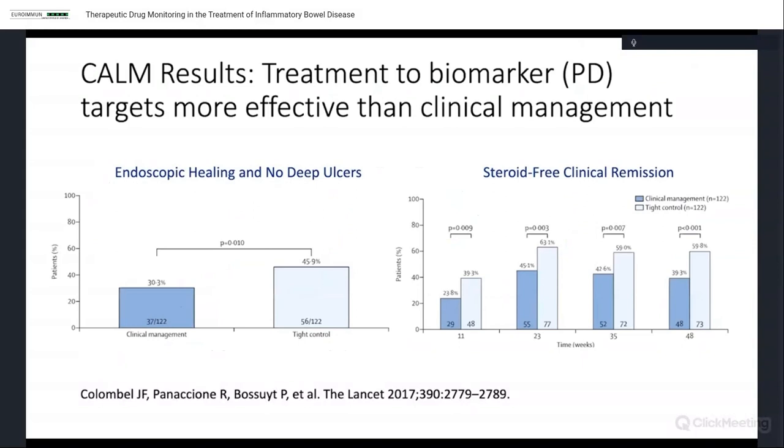The primary endpoint was endoscopic healing with no deep ulcers. And on the graph on the left, you see that the tight control group in light blue had a much higher rate of endoscopic healing and no deep ulcers compared to the clinical management group. In addition, at all time points, steroid-free clinical remission was higher in the tight control group compared to the clinical management group. So the CALM study proved that treating to tight control using biomarkers of inflammation results in superior outcomes in patients with Crohn's disease.